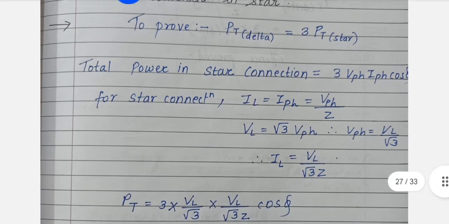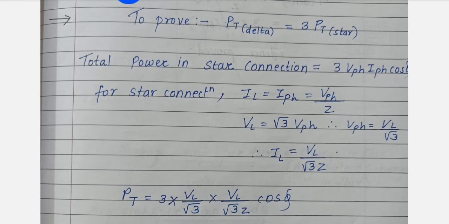So first of all, we all know the total power in star connection is what? 3 VPH IPH cos phi. We consider the active power. So for star connection, we all know the current relation is IL equal to IPH, and the formula for IPH is VPH upon Z, that is impedance. Okay, so VL will be equal to root 3 VPH. This is the second relation in star connection, for voltage. So here VPH will be VL upon root 3. Then IL, if we put this VPH value in the first, that is IL equal to VPH upon Z, we will get IL equal to VL upon root 3 Z.